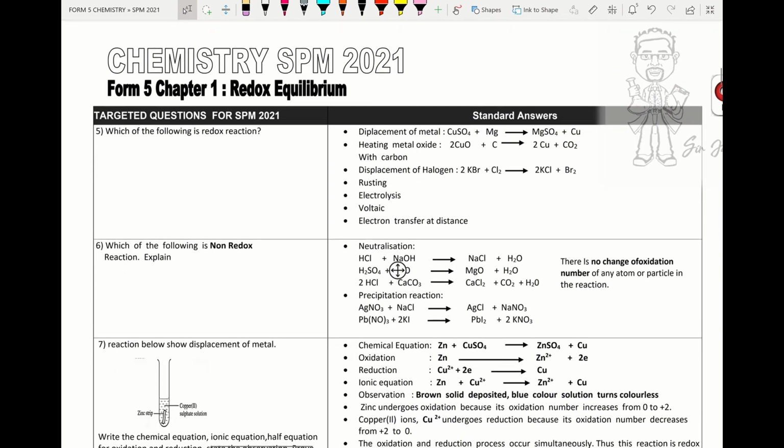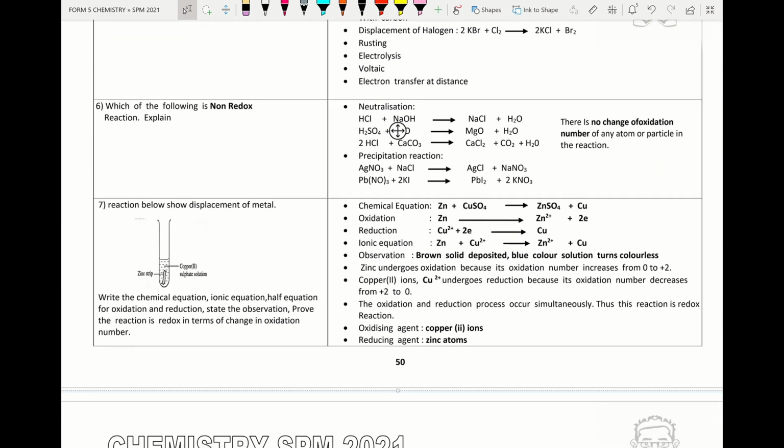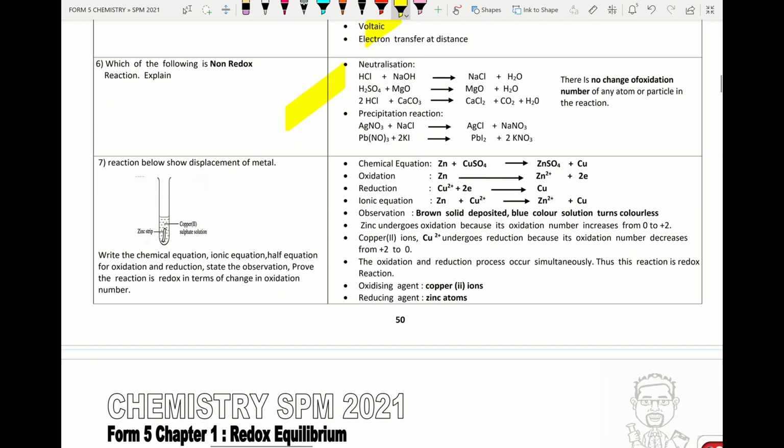We move on to another short essay question. Another very important reaction is displacement of metal. When they put a zinc strip or magnesium strip into copper(II) sulfate solution, this is known as a displacement reaction. If they ask what is meant by displacement reaction, it is a chemical reaction where a less electropositive metal from its salt solution is displaced by a more electropositive metal.